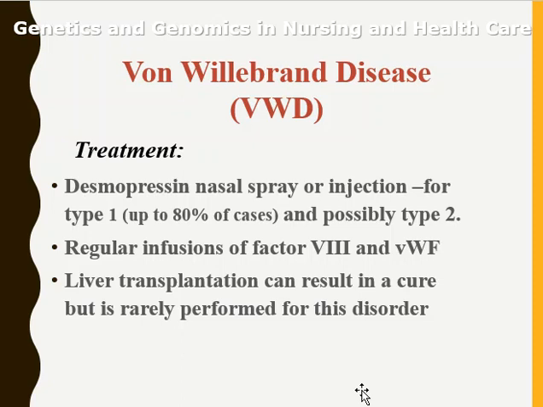So if you have type 3 von Willebrand disease, they need infusions of plasma with concentrated levels of von Willebrand factor. And then again, liver transplantation, but rarely done because of the obvious bleeding risk.